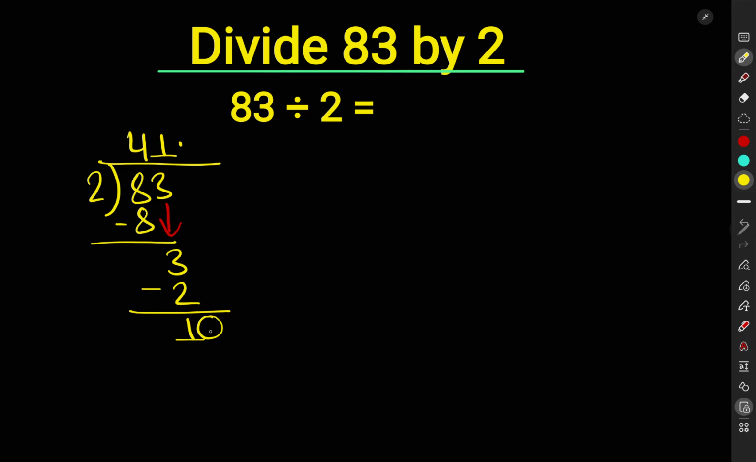So now it became 10. So 2 times 5 means 10. On subtracting we get 0. So 83 divided by 2, we get 41.5.